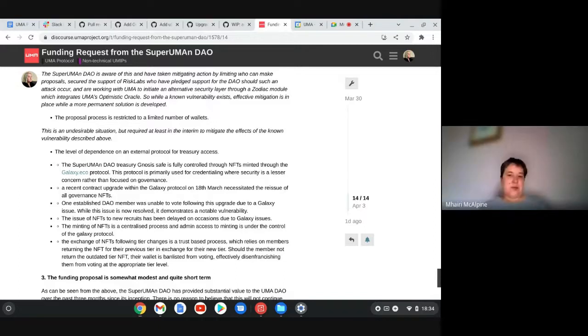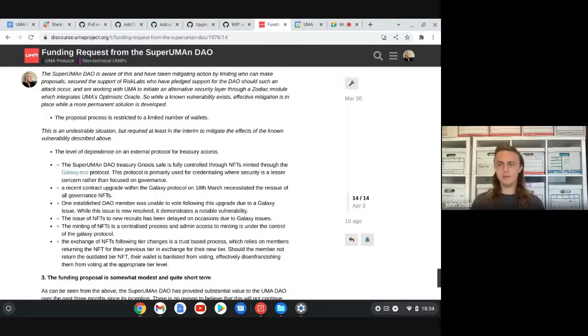Do we want to start introducing bad practices here? This was not funded. The original wallet was not funded by the UMA DAO. It was funded by the members of the superhumans who decided that this was sufficiently secure to transfer from the temporary multi-sig into this.